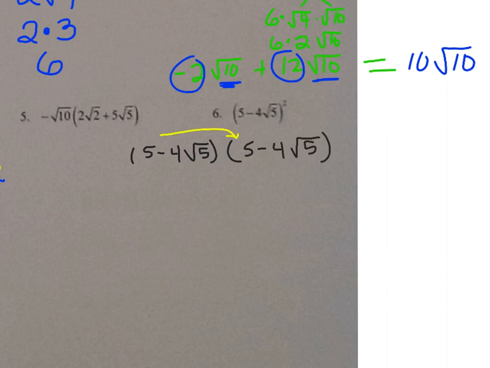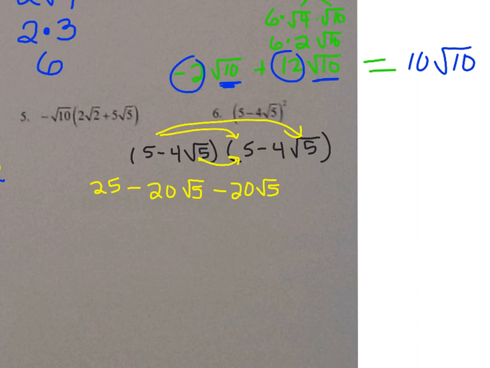5 times 5 is 25. 5 times negative 4, the square root of 5 is negative 20, the square root of 5. Negative 4, the square root of 5 times 5, again, is negative 20, the square root of 5. Negative 4, the square root of 5 times negative 4, the square root of 5 is positive 16, the square root of 25.